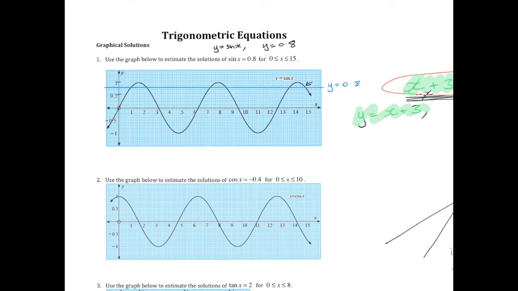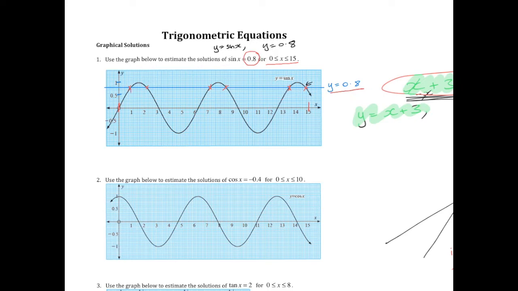So girls, can you see a whole lot of points of intersection? We should also note that x is between 0 and 15, so I only want to go up to 15. Where's a point of intersection? There's one, there's another one, there's another one, there's another one, there's another one, and there's another one. Oh gosh, there are 6 solutions.